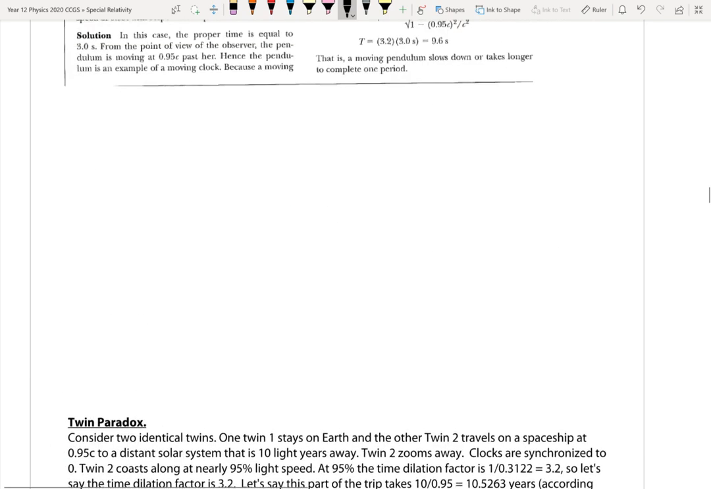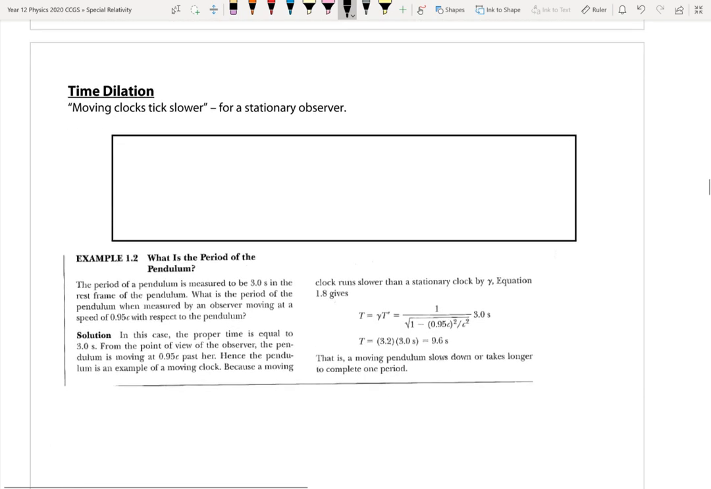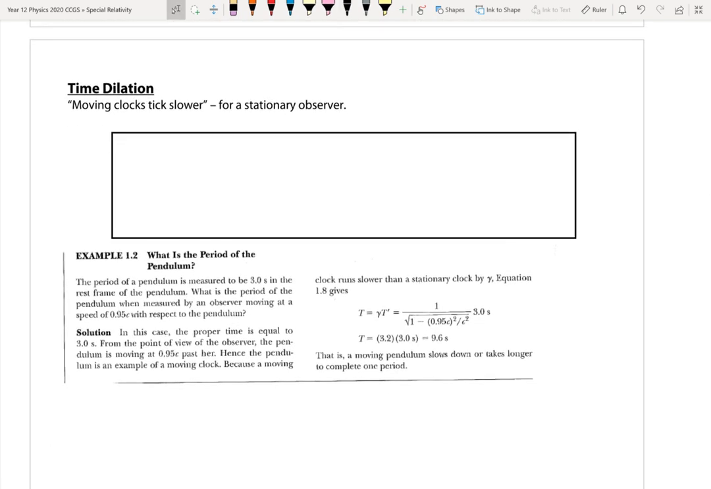So let's go back and remember those two statements. You've got it written there. Let's say your t, in this case, is going to be greater than t proper. So time dilates if you observe a moving clock. Length contracts if you observe a moving ruler.